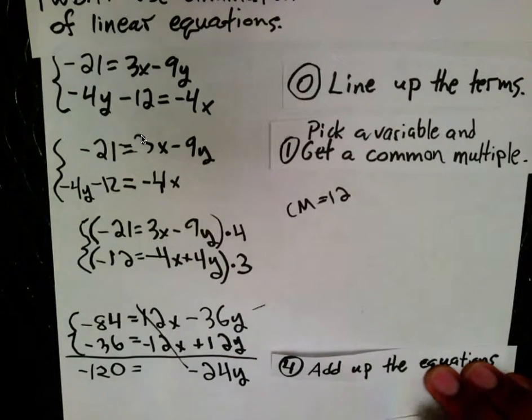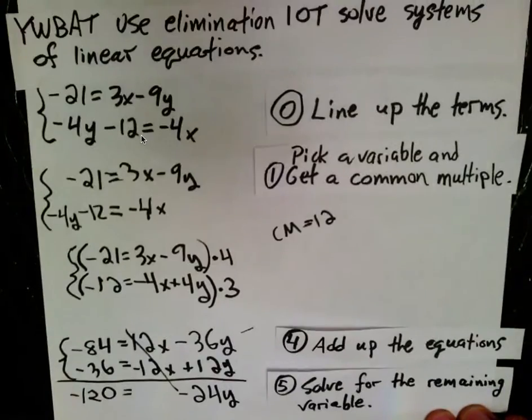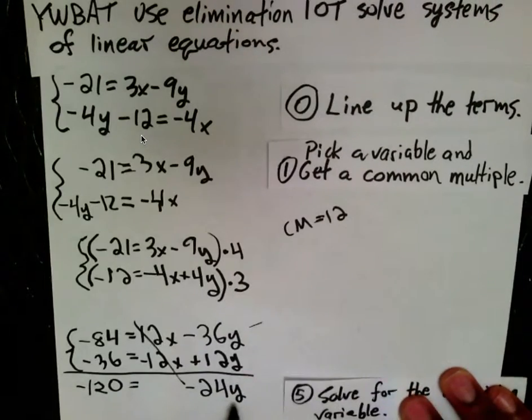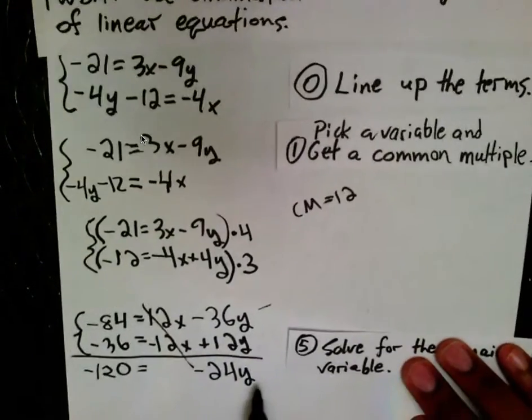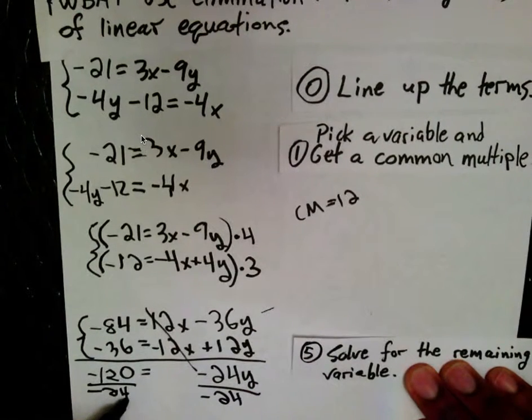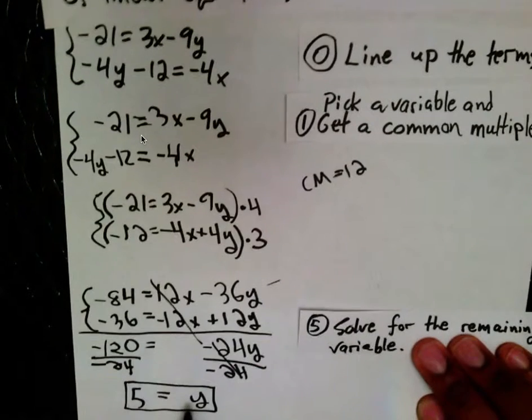Eliminated the x. Now I want to solve for the remaining variable. So now I have this y. I need to solve for y. How am I going to solve for that y? Divide both sides by negative 24. And once I do that, y equals negative 120 divided by negative 24, which evaluates to 5. So y equals 5.